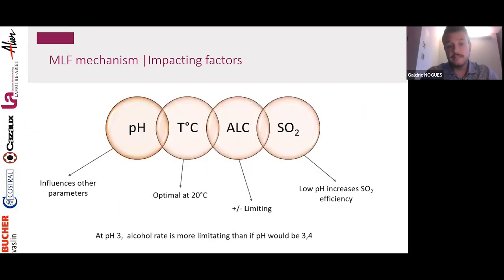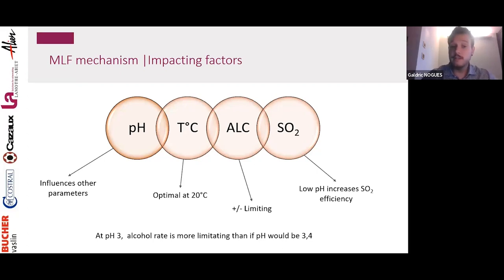So to illustrate this, we used to say that the pH is a key thing because it does influence the other parameters. So temperature will be optimal at 20 degrees Celsius. Alcohol is more or less limiting depending on the level of SO2 and the temperature, and the level of SO2 as well is a problem because low pH increases SO2, so the molecular SO2.